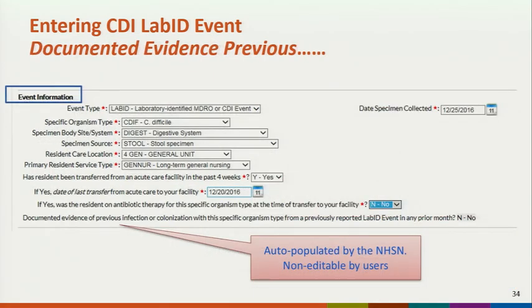The final question: documented evidence of previous infection or colonization with this specific organism type from a previously reported LabID event in any prior month. This is auto-populated by NHSN and it is not editable. My advice to you would be to ignore this question because it will drive you crazy. We get many questions from users frustrated because they are unable to change the answer because they know the answer is incorrect. It doesn't matter. This is a non-editable field, meaning there's nothing a user can do to change this.